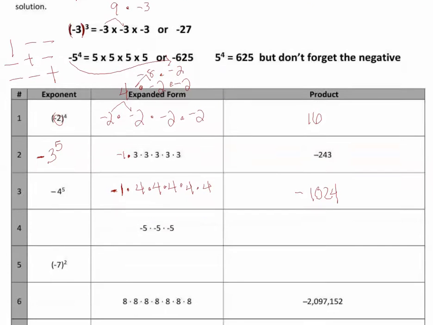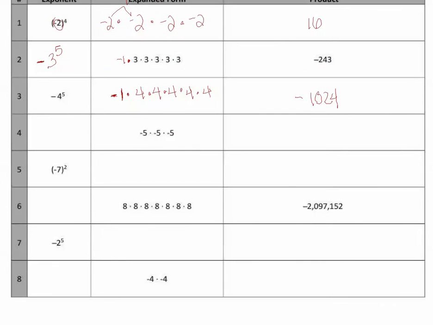Looking at the next problem. Negative 5 times negative 5 times negative 5. Since the negative is with each portion of this problem, you need to put this in parentheses. Since you multiply it 3 times, your exponent is 3. Negative 5 times negative 5 is 25, times a negative 5 is a negative 125. On number 6, make sure there is a negative 1 times the 8s.